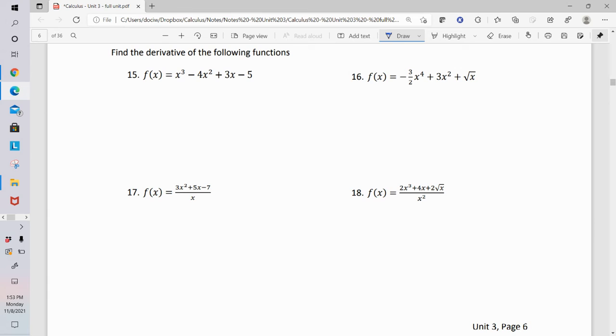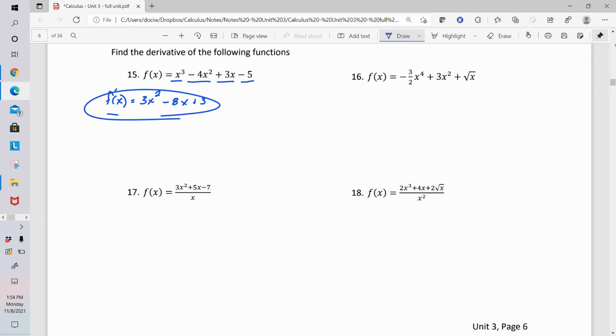So example number 15, without doing every single tiny step, what the rules above tell me is that I can find the derivative of x to the third, then the derivative of negative 4x squared, and then the derivative of 3x. And then I can find the derivative of negative 5. Remember that negative 5 is a constant, and the derivative of negative 5 is going to be 0. So I can find my derivative in individual pieces.